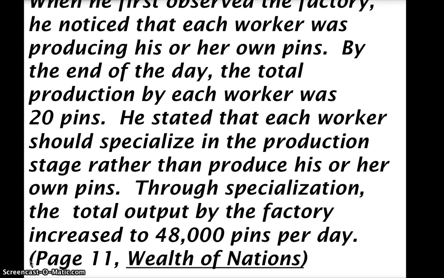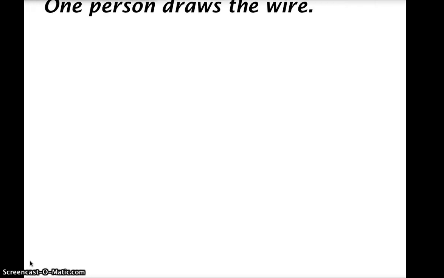When he first observed the factory, he noticed that each worker was producing his or her own pins. By the end of the day, the total production by each worker was 20 pins. He stated that each worker should specialize in the production stage rather than produce his or her own pins. Through specialization, the total output by the factory increased to 48,000 pins per day. Now think about that growth through specialization and you can understand where we're headed.